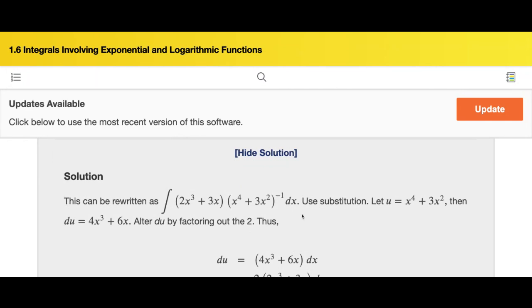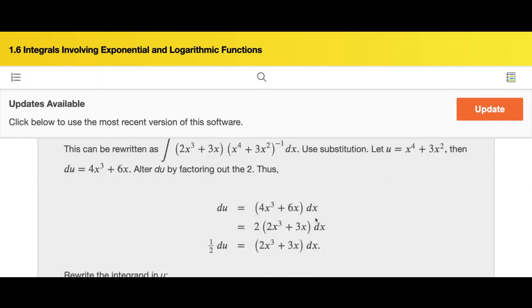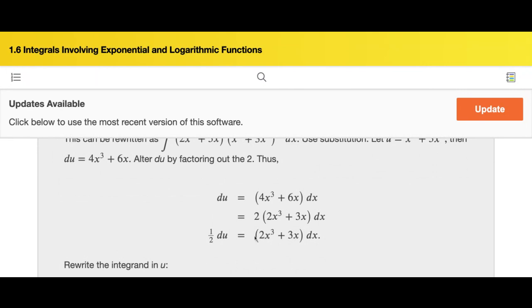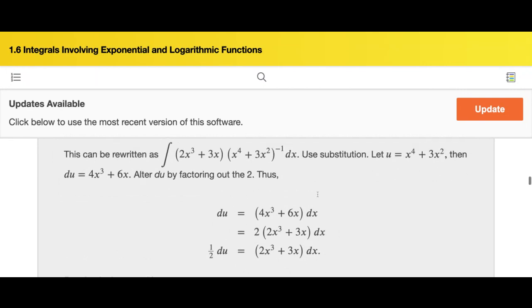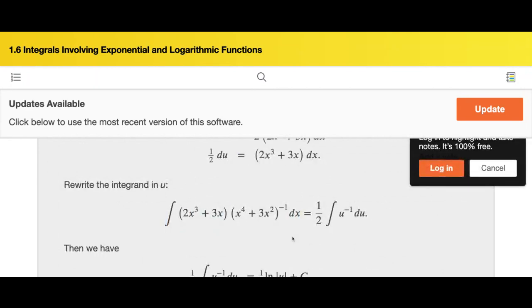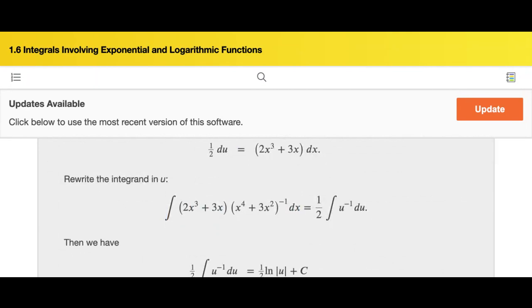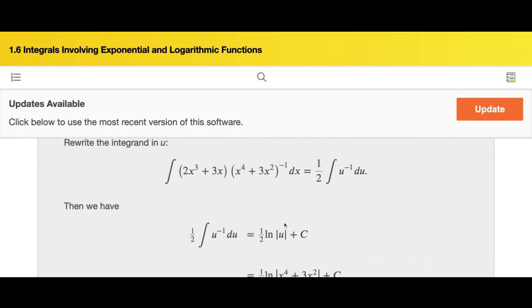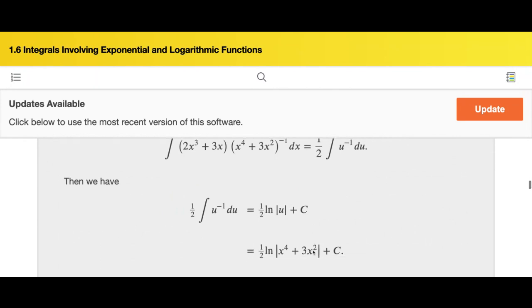So du equals this, which means half of du equals our numerator in the integrand. Now we can substitute. This is half of u raised to -1, or 1 over u. The anti-derivative of 1 over u is ln absolute value of u. We carry the half, and u equals x raised to the 4th plus 3x squared, with the absolute value sign.